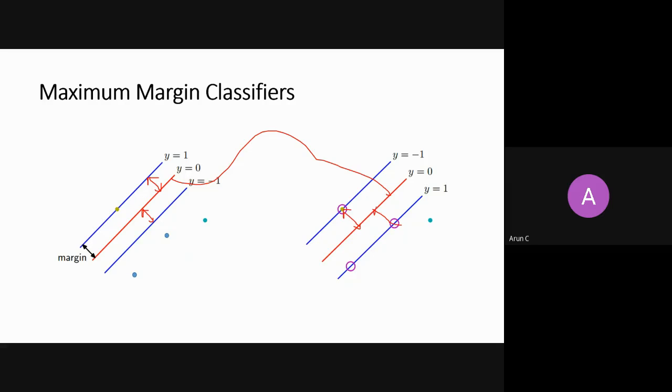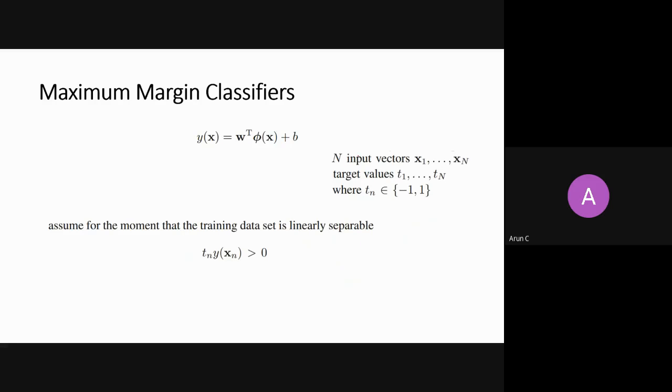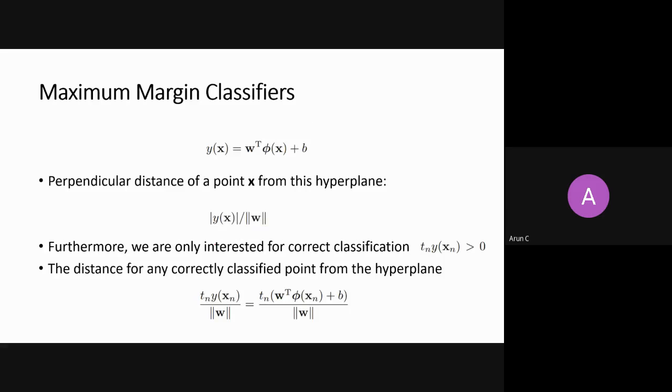This should be maximized. Then we said that this is an equation of a hyperplane, right? We said that if everything is correctly classified, then t_n times y_n will always be greater than 0, because all are perfectly classified, and we discussed this in the last class, right? Please stop me if you are not getting any of this.